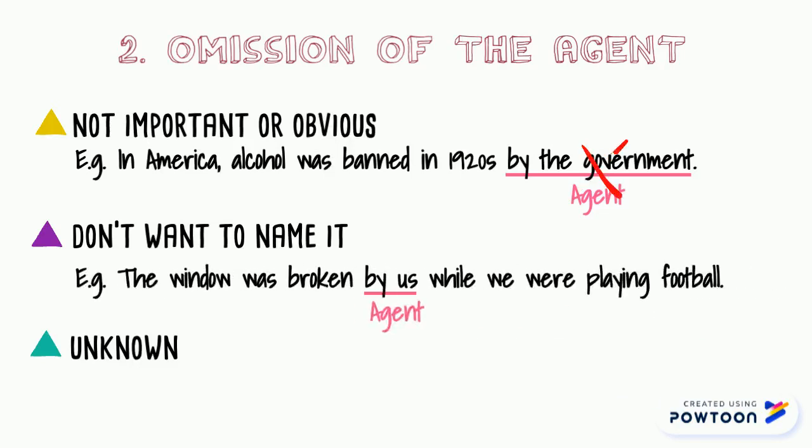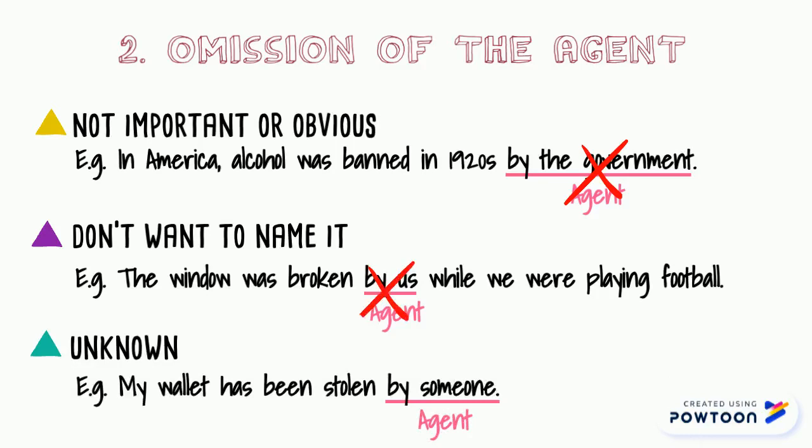The window was broken by us while we were playing football. Here, the agent is not necessary because we don't want to mention the person. My wallet has been stolen by someone. We don't know the person who has done the action, so it's not necessary.